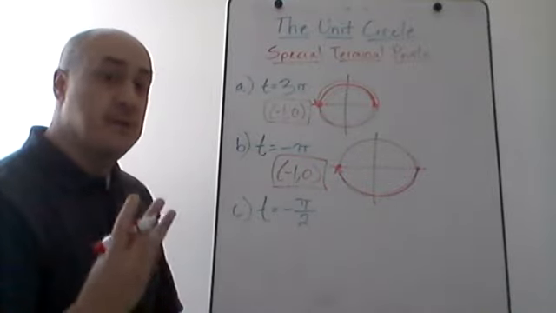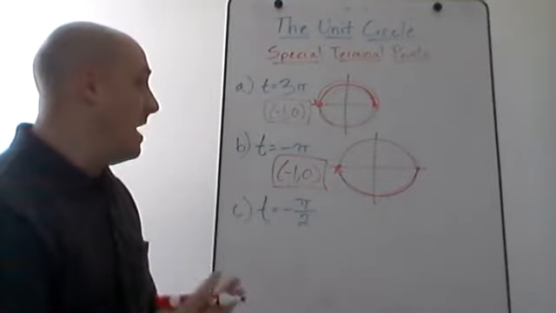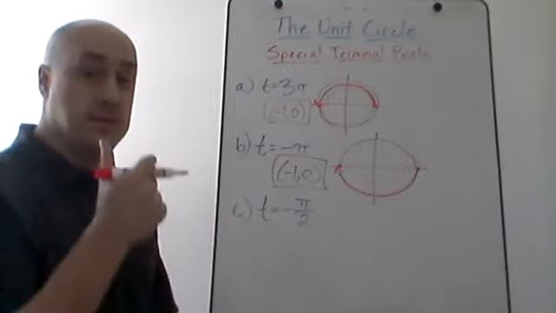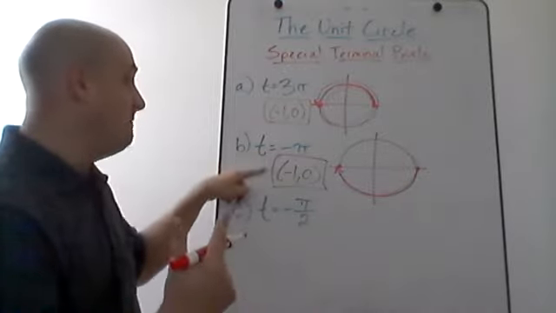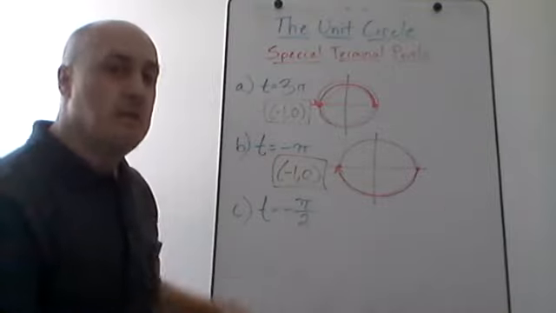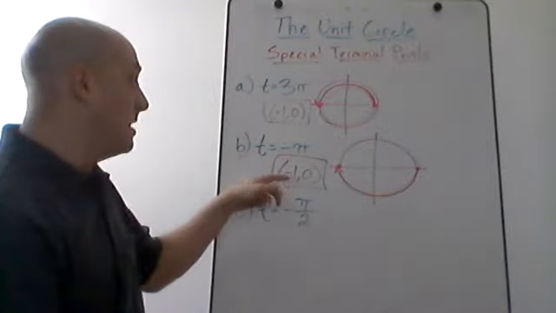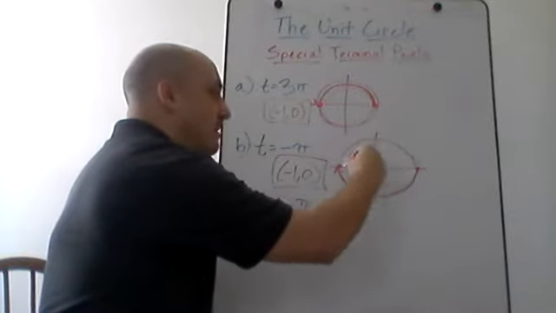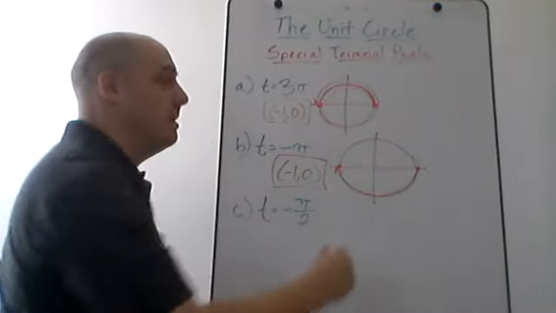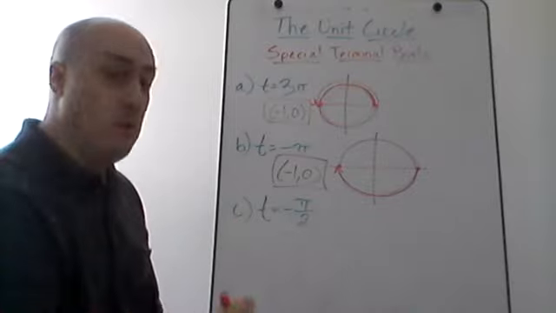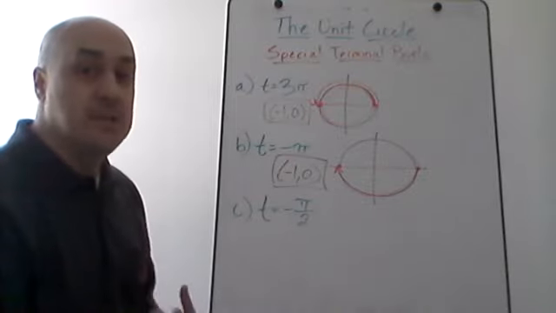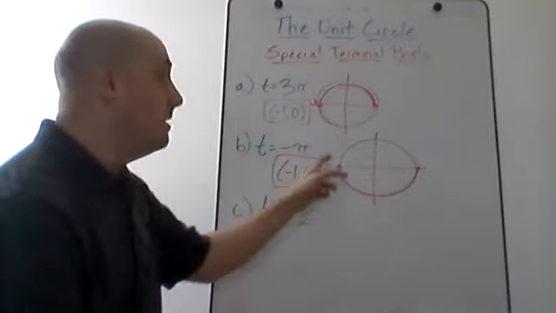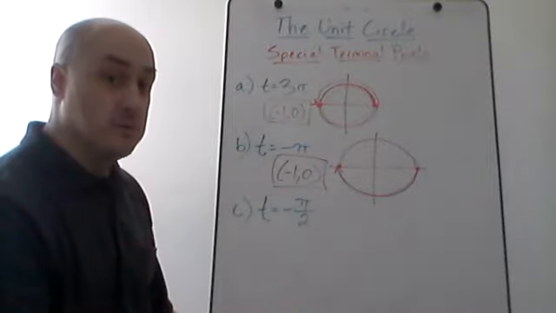So 3 different t values that we've seen already have the same terminal point: t equals pi, t equals -pi, t equals 3 pi. There are actually an infinite number of t values that will give you the same terminal point, because I can keep going around the circle. Every time I go around the circle one more time, I keep ending up at that same terminal point. So there are an infinite number of t values that will give you the same terminal point for every terminal point on the unit circle.